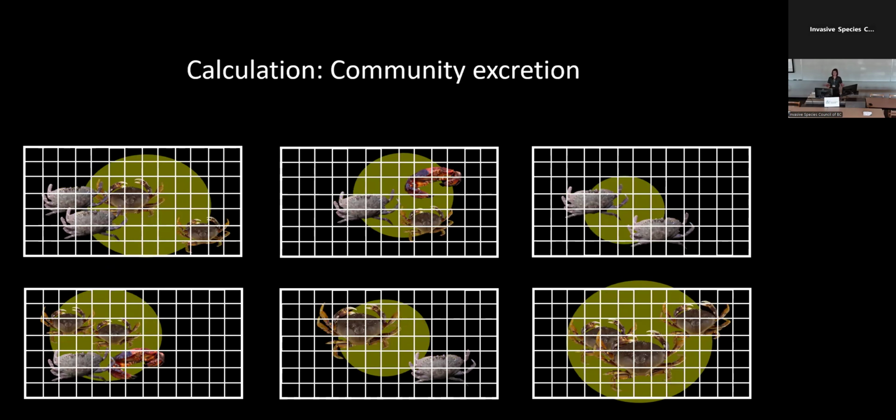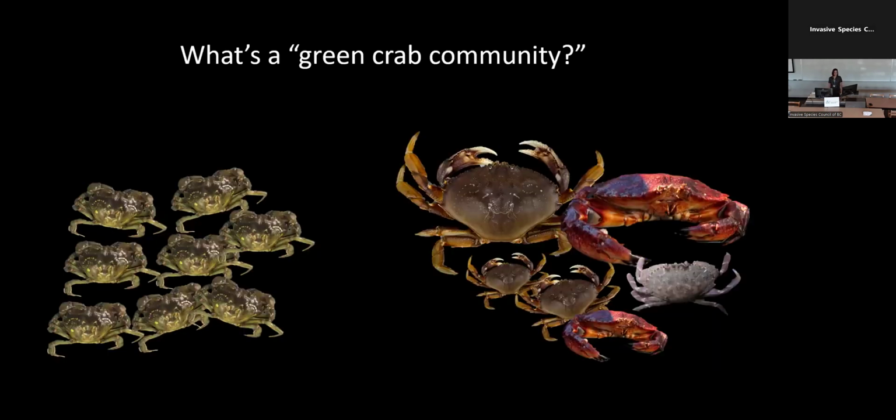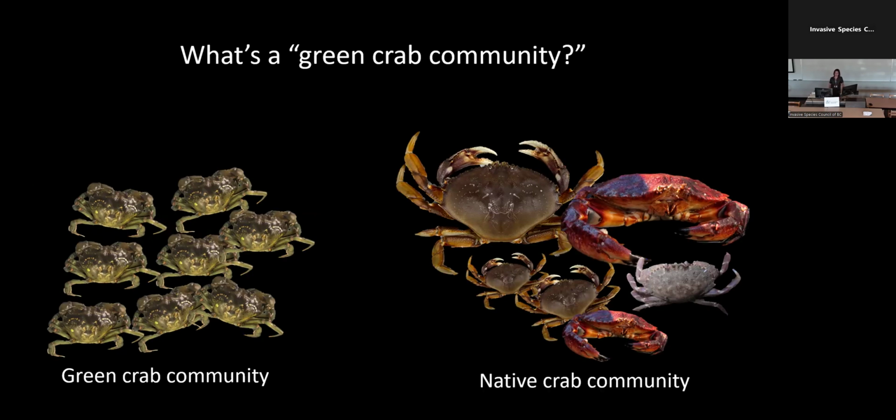So now I can ask, are green crabs peeing more? Are green crab communities peeing more? Wait, what is a green crab community? What does that even mean? It should be really simple. We've got green crab communities and we have native crab communities, really obvious.